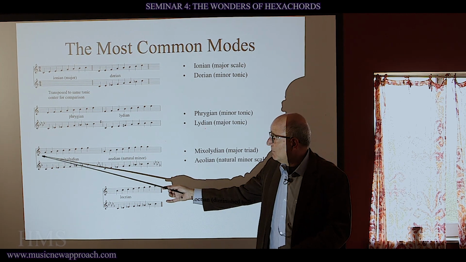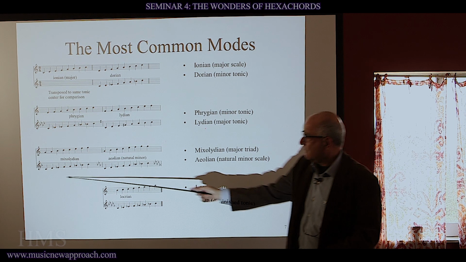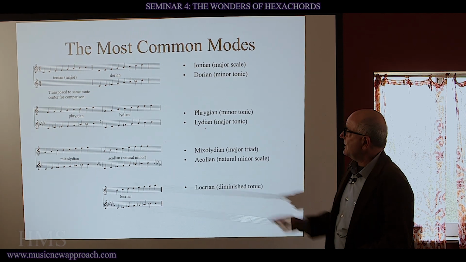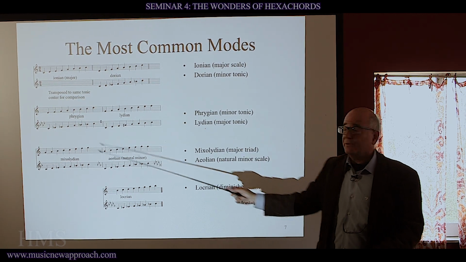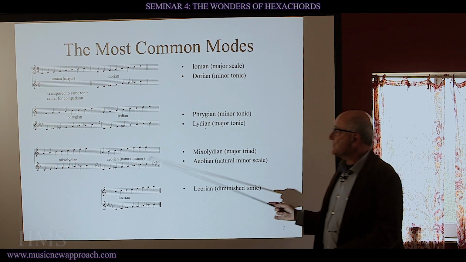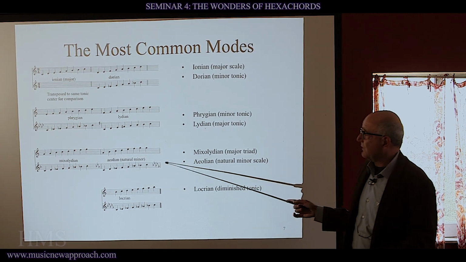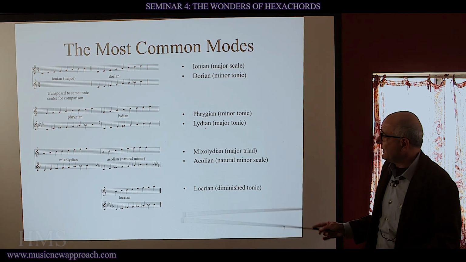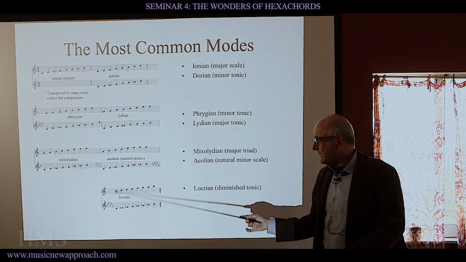The Mixolydian is a major scale with a flat 7, or a C major scale starting on G. These scales are used a lot in jazz, aren't they? 2-5-1 chord progressions. Aeolian is just the natural minor scale. So it's like a C major scale with 3 flats, or a C major scale that starts on A. And then Locrian is the least used. Also, it has a diminished tonic.